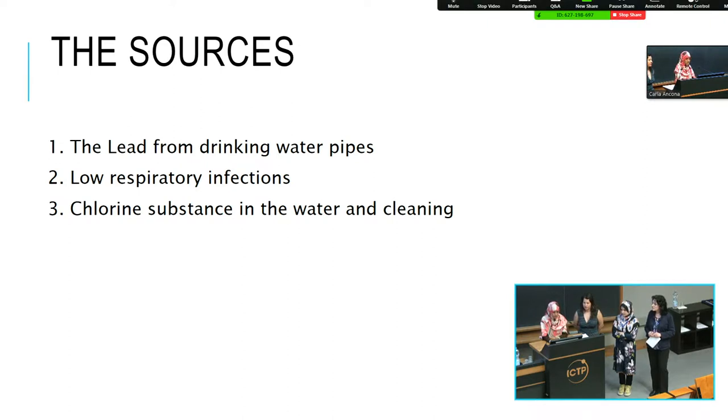The other thing is lower respiratory infections, because we know that the dispersion of diseases among children happens very quickly, especially in summer and in winter. Also, the third higher risk source is the chlorine that is used on surfaces, even the desk or the floor. Also, chlorine is mainly used as a disinfectant agent in water, but if it exceeds a certain limit, its effect will be the opposite. So the solution may be how do you change it?